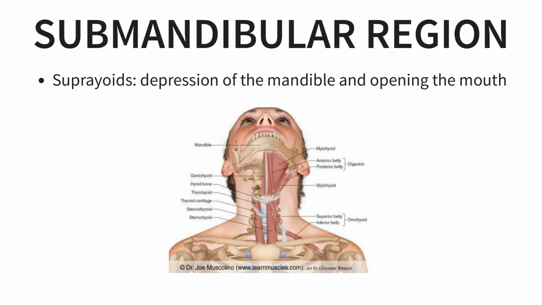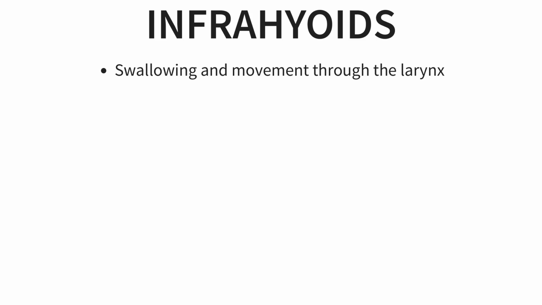The muscles in the submandibular region include the suprahyoid group, which is responsible for the depression of the mandible and opening the mouth. This group includes the mylohyoid, geniohyoid, stylohyoid, and digastric muscles. The infrahyoid muscles are a group of 4 muscles positioned below the hyoid bone. These muscles include the sternohyoid, sternothyroid, thyrohyoid, and omohyoid. They play a crucial role in swallowing and movement through the larynx.